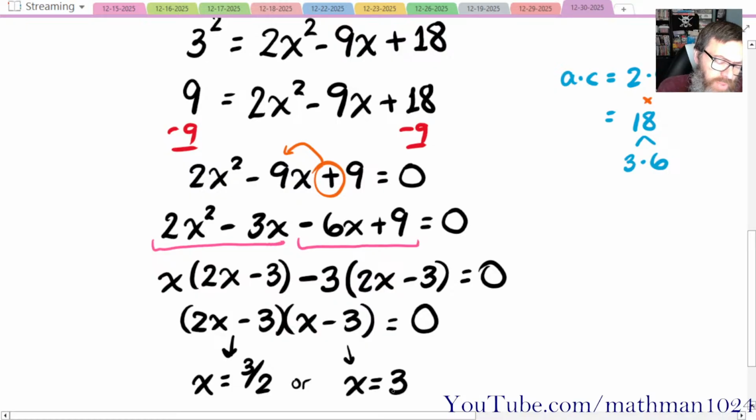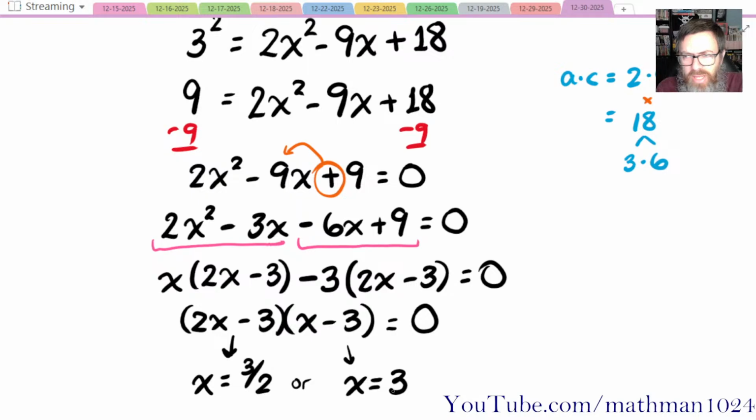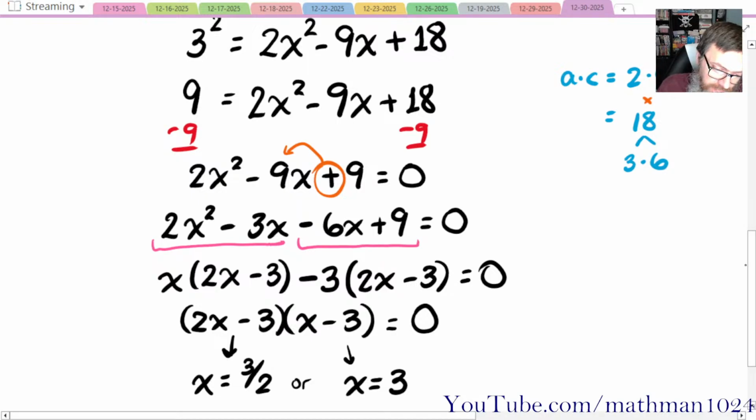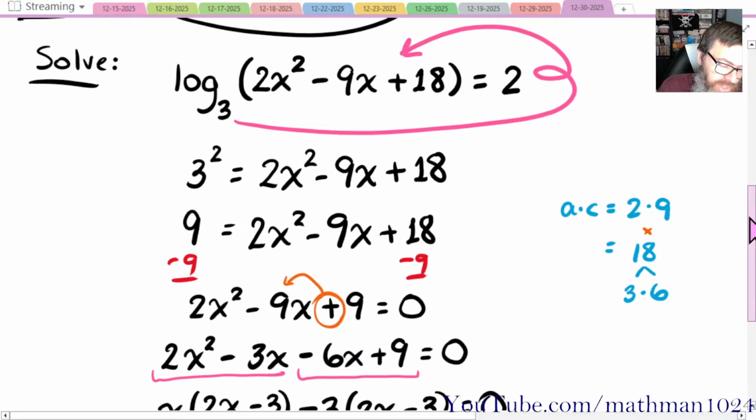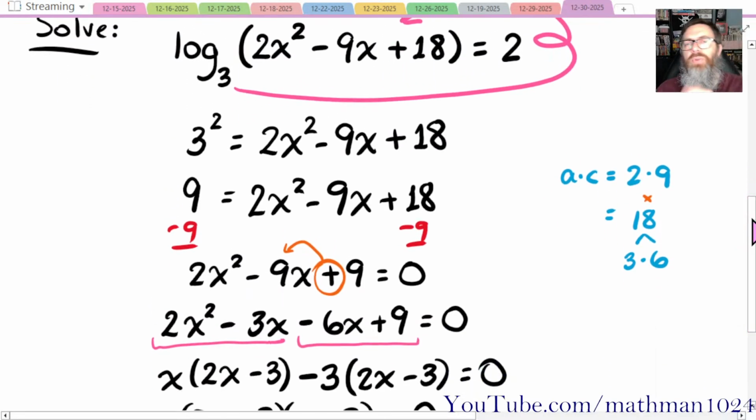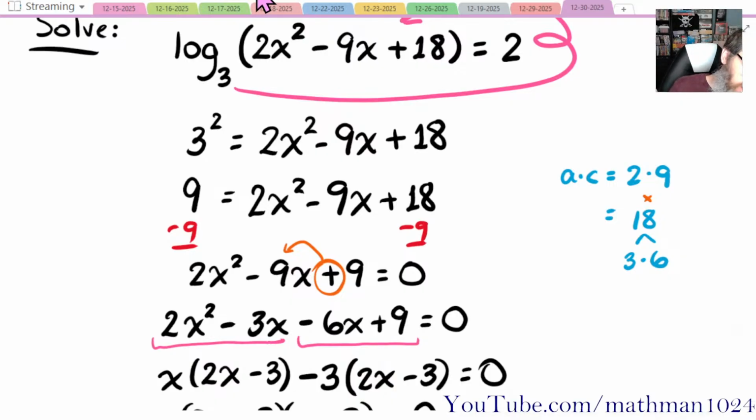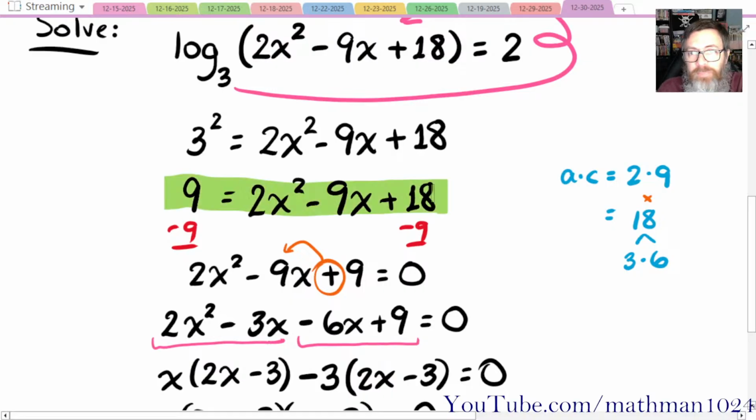Now, both of these guys should work. I don't see any reason why they shouldn't here, because I made the problem, I know how it's set up. If we were to plug 3 or 3 halves into this quadratic and work it out, it's going to equal 9, because that's what we said right here. In this statement, we said the inside stuff here is going to have to equal 9. What values will make it equal 9?